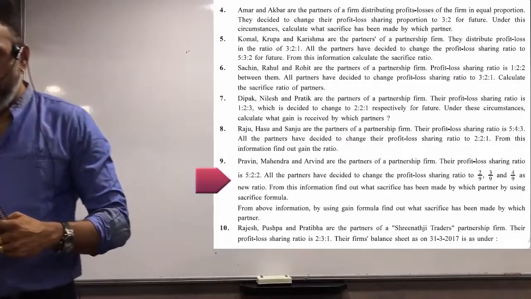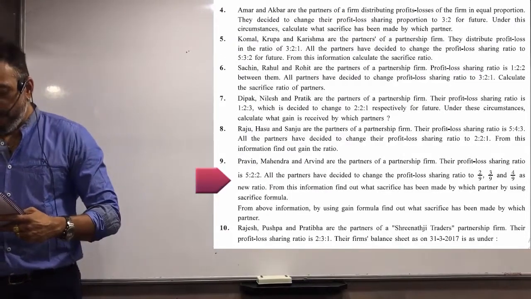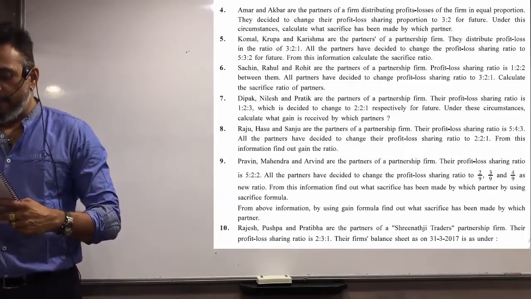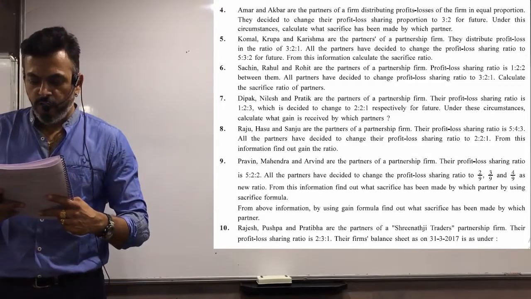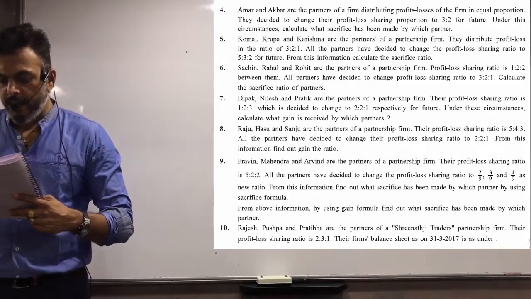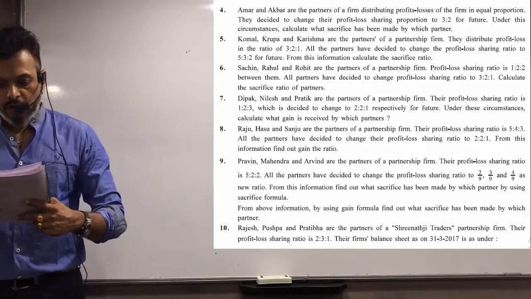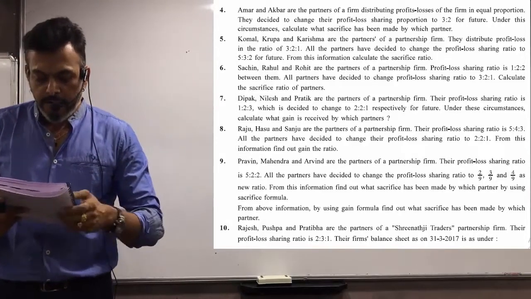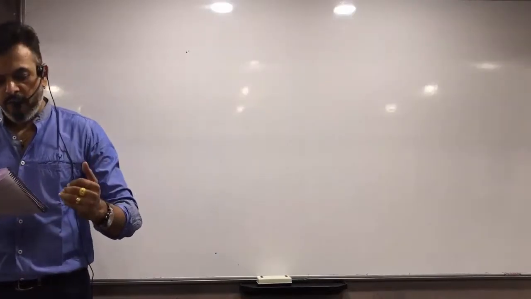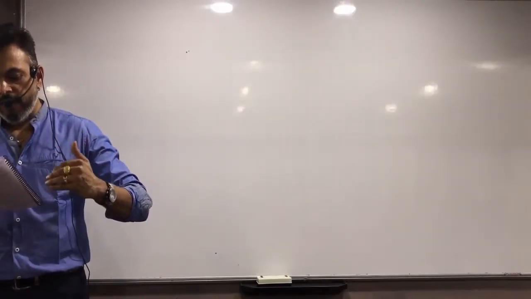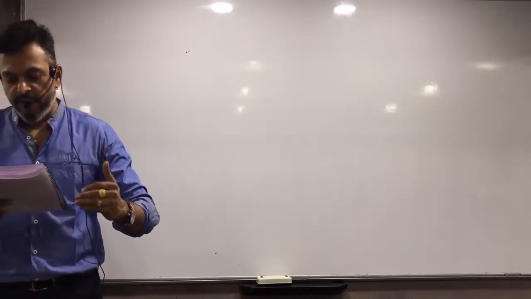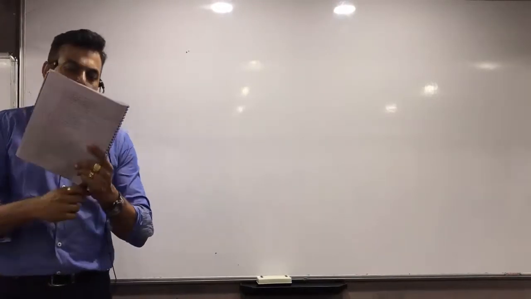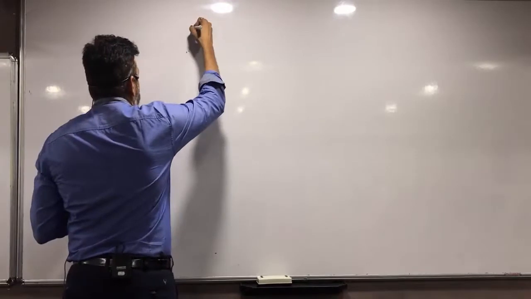Praveen, Mahendra and Arvind are partners of partnership firm. Their profit loss sharing ratio is 5:2:2. All the partners have decided to change the profit loss sharing ratio to 2 by 9, 3 by 9 and 4 by 9 as new ratio. From this information, find out what sacrifice has been made by which partner by using the sacrifice formula. Also, by using the gain formula, find out what sacrifice has been made by which partner. So we have to use both the formulas. Okay, so let's write question number 9.